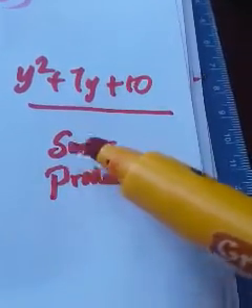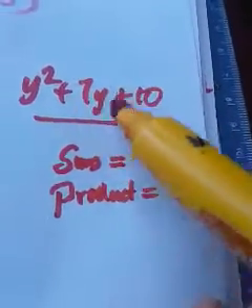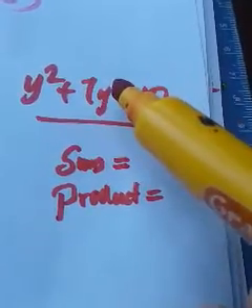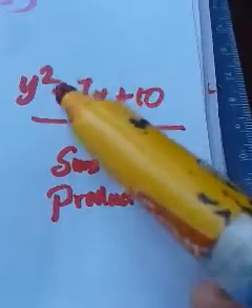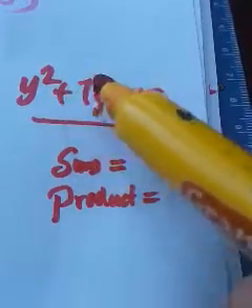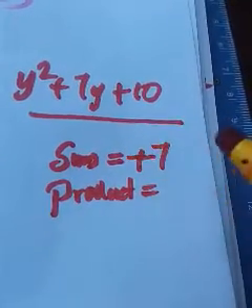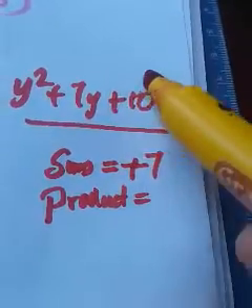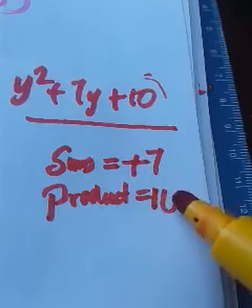Here I am going to write the sum. The middle term is 7y, no? What is the coefficient of y? 7, the coefficient of the middle term. So you have to write the sum as plus 7. And then product is equal to the last term, which is 10. You understood, no?